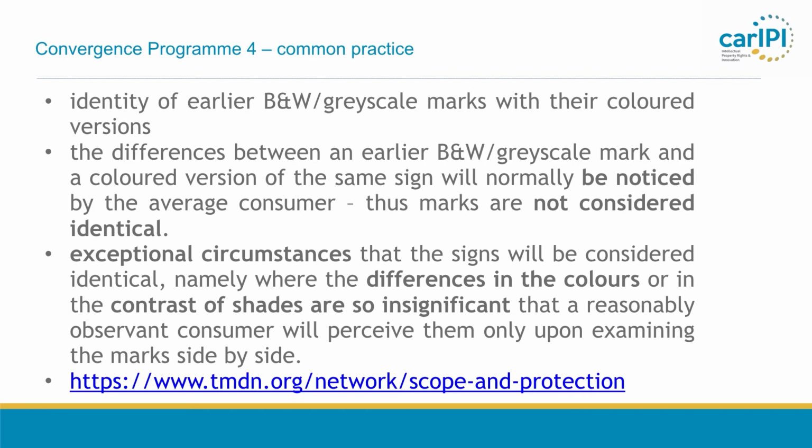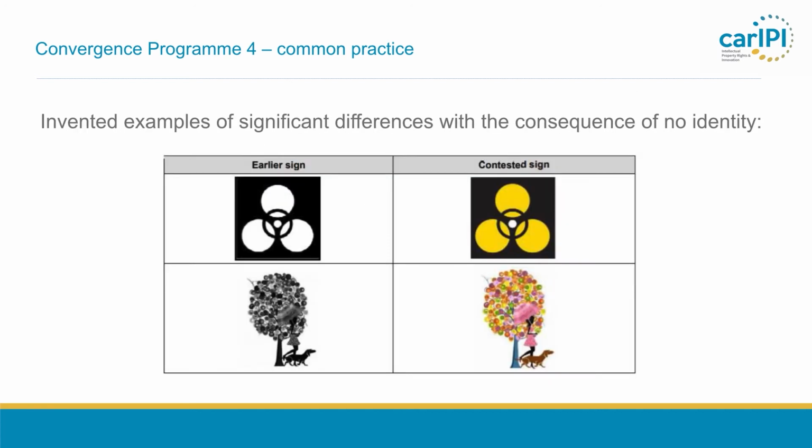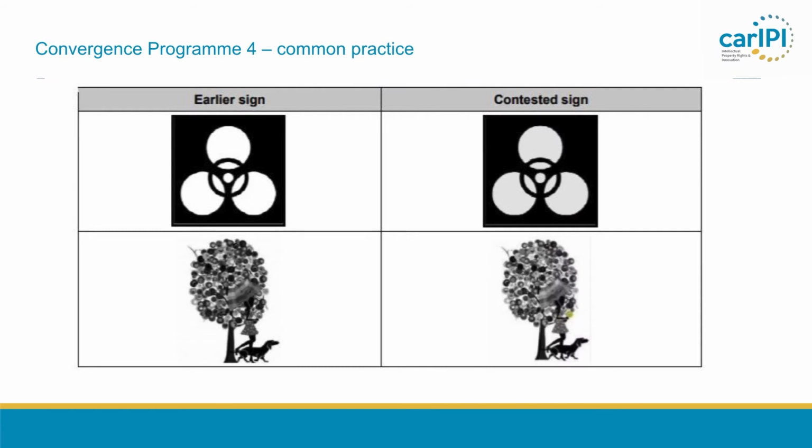Here you have a link if you would like to consult this convergence program and the common practice. And this is an example that obviously in this case the trademarks are not identical, but this is an example of this exceptional circumstance where they would be considered identical, because here the difference is a bit in shading, but you really need to see them side by side. And I'm not even sure if you do see the difference in the second one. I can tell you that the girl has a lollipop or a flower and it's green, but it's really small and it really is lost in these complex trademarks. So they were considered identical.